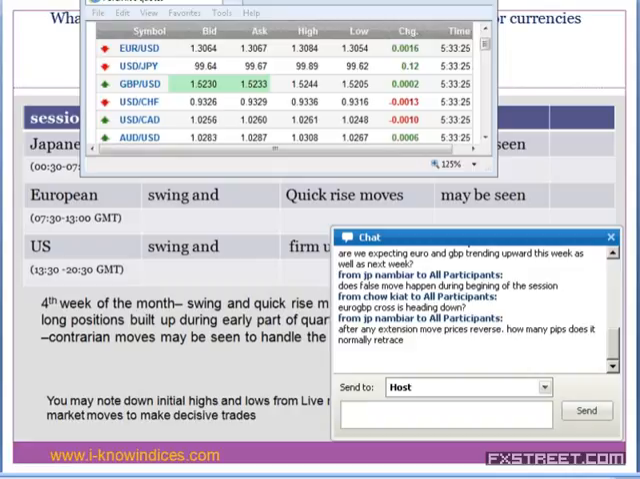After any extension move, price reverses, how many pips does it normally retrace? There is no question of calculating the pips. When you calculate in terms of pips, you will be really disappointed, let me tell you. People have done the analysis for non-farm payroll, how much pip variation has happened using that trigger in the case of Euro or in the case of GBP. And they invariably found out that it ranges from 80 pips to 150 pips.